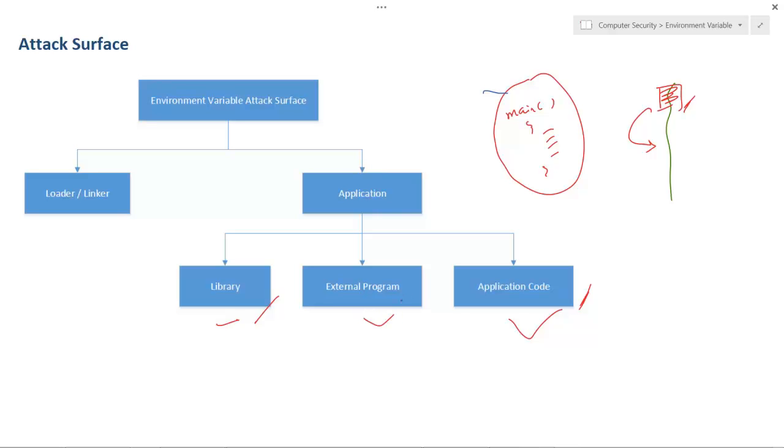I will give you an example. What if I use an external program, and that external program uses an environment variable? I'm not using it, but that external program uses it. We had an example here. So give me that example, go back to the example.